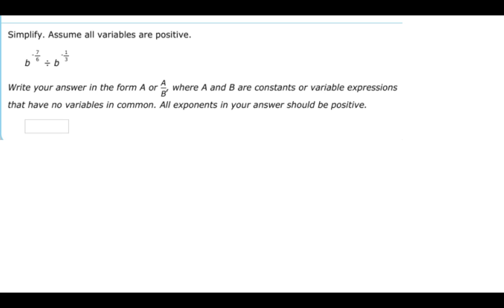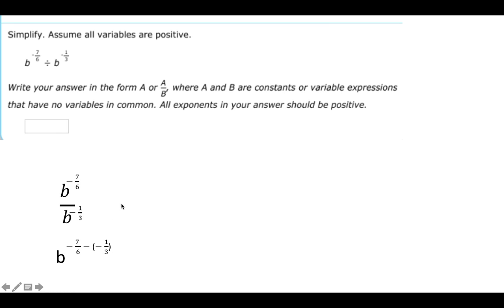All right, this one is much more complex because there are a bunch of negatives, but let's go ahead and tackle this problem together. Let's first rewrite this in the way that we're most comfortable with. This is b to the negative 7 over 6 divided by b to the negative 1/3. Because these both have the same base, we're going to take the top exponent and subtract it from the bottom exponent. But be aware, these do not have the same denominator. So we need to review our fraction techniques and how to add and subtract fractions, because these need to have the same denominator. Let's go ahead and rewrite this first.